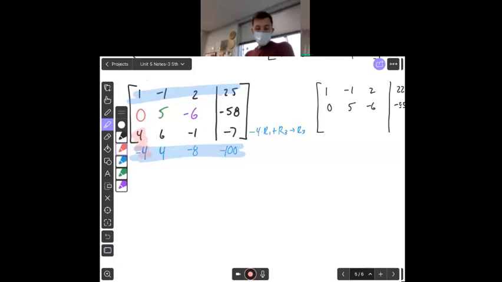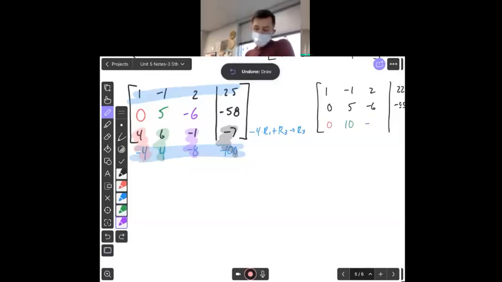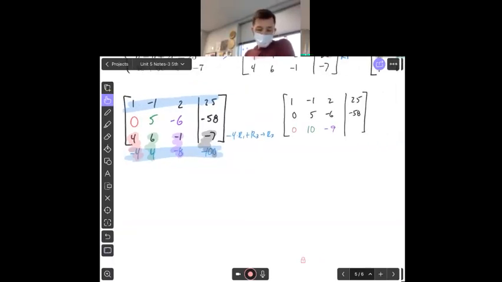And then you want to go and do this adding. 4 and -4 give me 0. 6 and 4 give me 10. -1 and -8 give me -9. -100 and -7 give me -107.